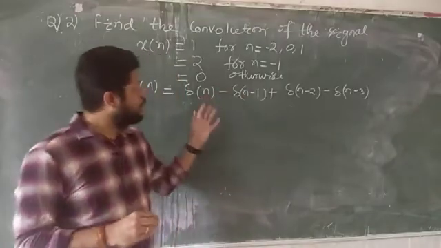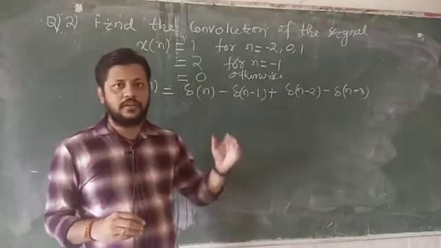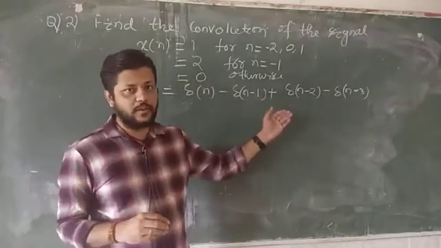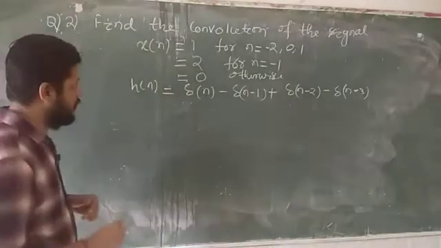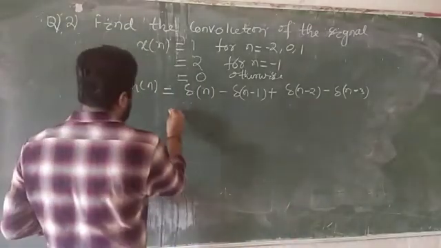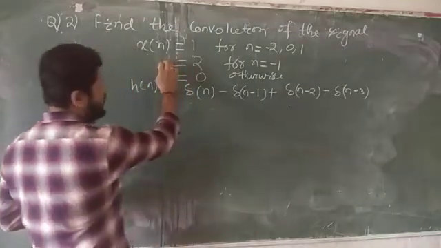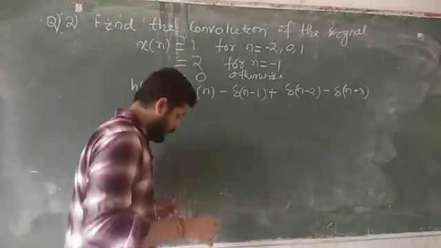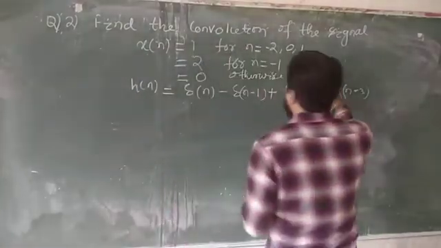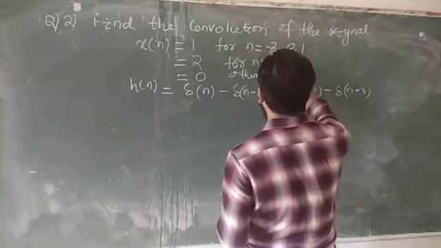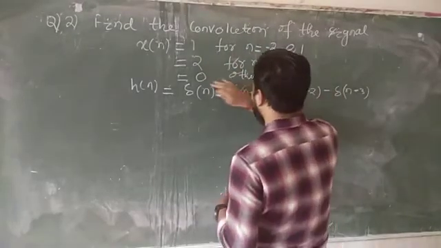So let's see. Since it is in the tabular representation, first of all we have to write it in sequence representation. Thereafter we will solve the problem. First you can see x[n] is given. x[n] is 1 for n equal to minus 2, 0, 1; x[n] is equal to 2 for n equal to minus 1; and 0 otherwise.